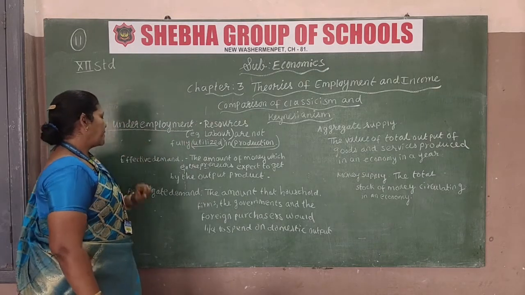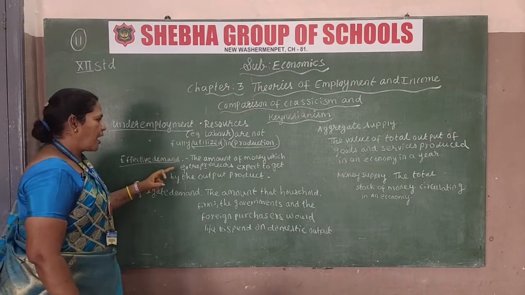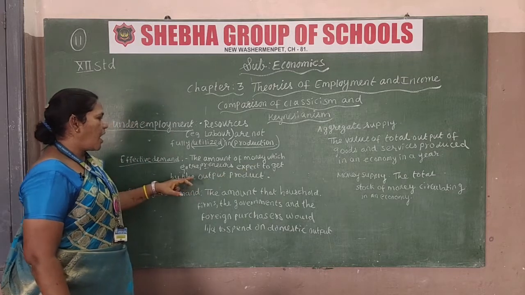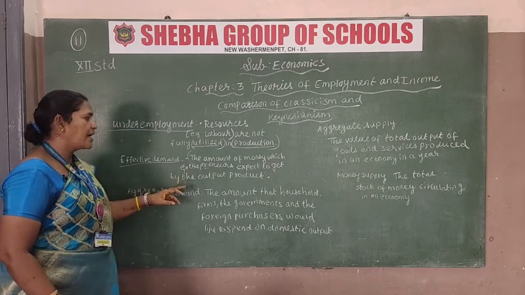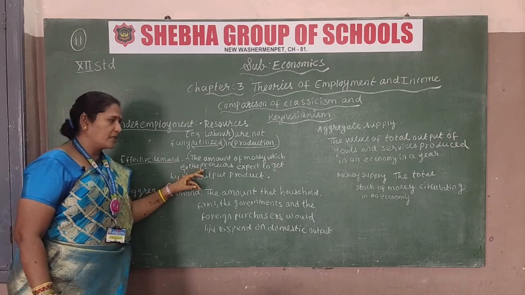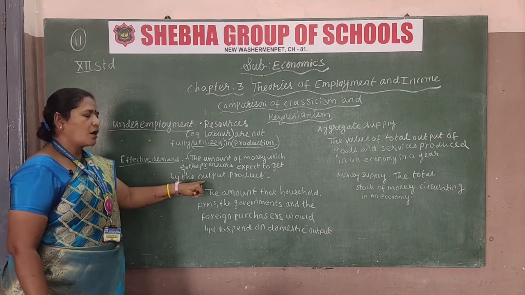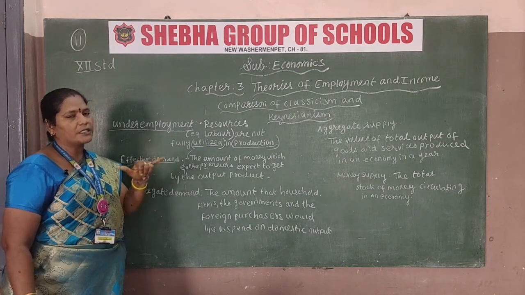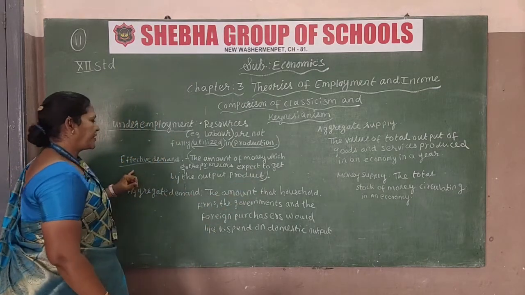Now let us see about effective demand. What is effective demand? The amount of money which entrepreneurs expect to get by the output production. That means whatever money is invested by the entrepreneurs, in the industries, the main motto is to get the output of the product. By selling they must get the profit, everything. That is given about effective demand.